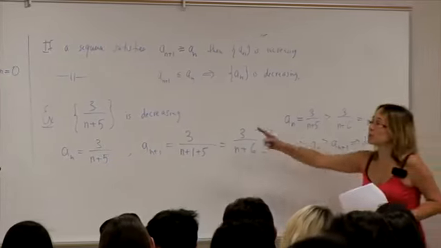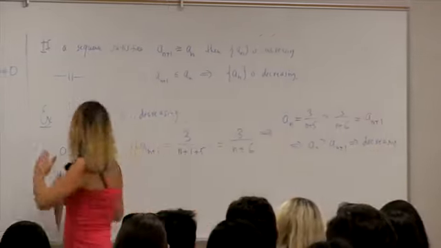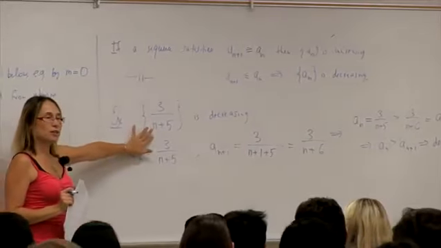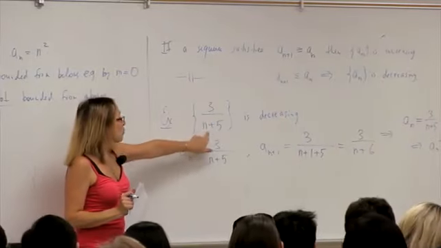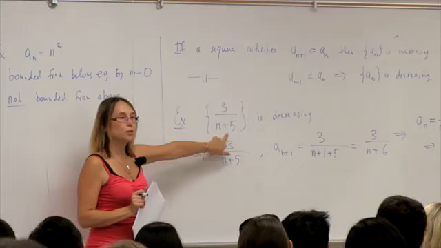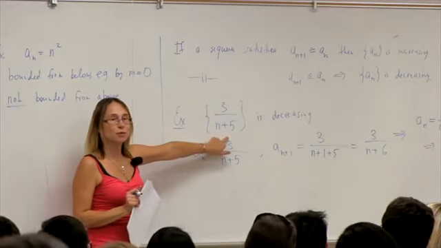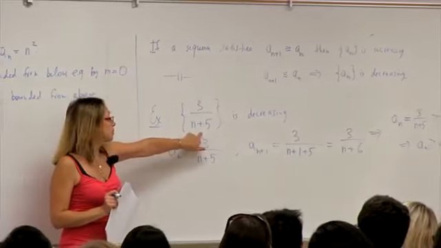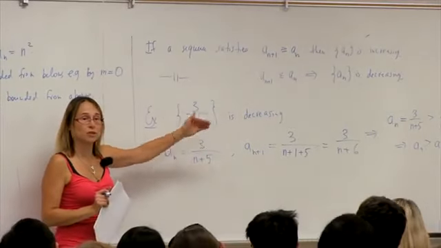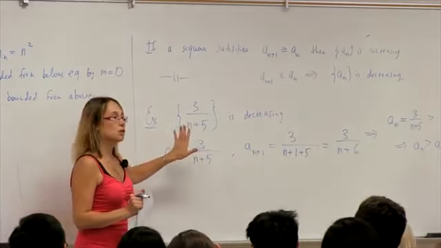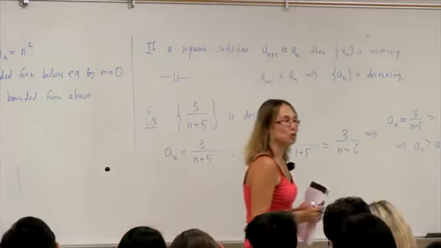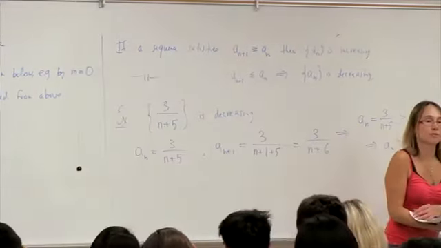How else can you show that this is a decreasing sequence? You can see that this is a simple function, f of x is 3 over x plus 5. And you can show that the function is decreasing by calculating its derivative. You can see that for any value of x, the derivative of this function is negative. So the function decreases. Therefore, the sequence decreases. So there are two ways to show that this sequence is decreasing.